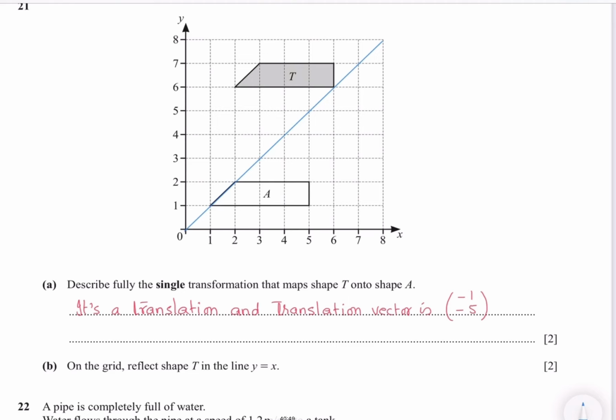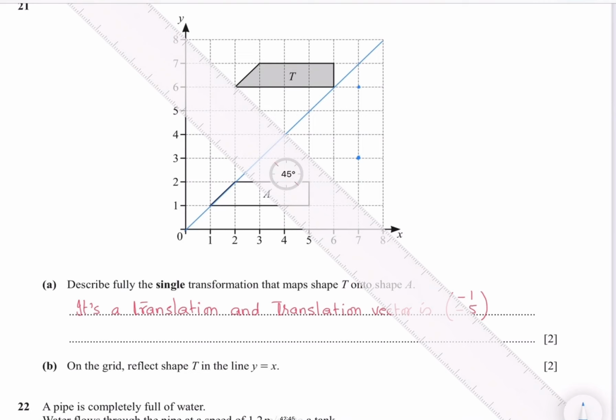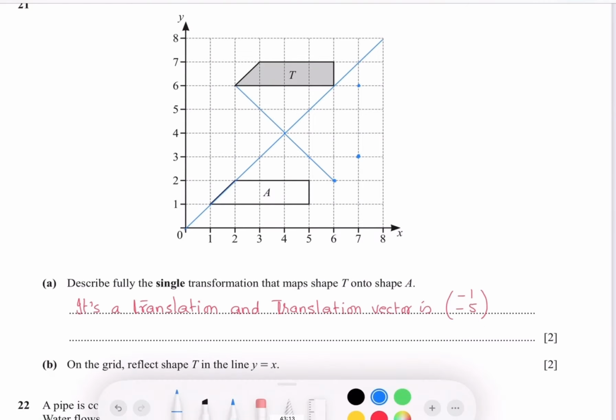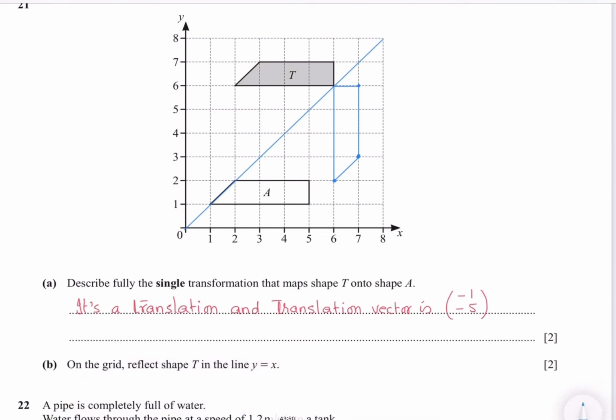So the next point I will reflect it here. The second I will reflect here, this point, and the third point is here. I will reflect it here. So now I will join these points, and this shape has been reflected in the line y equals x.